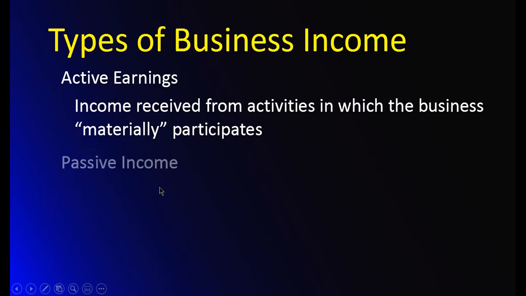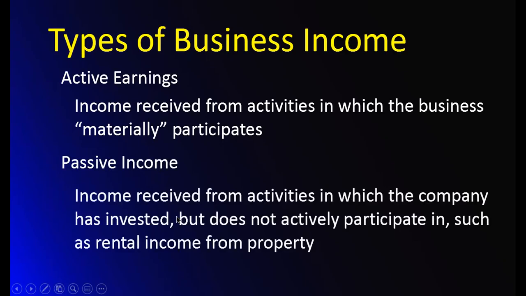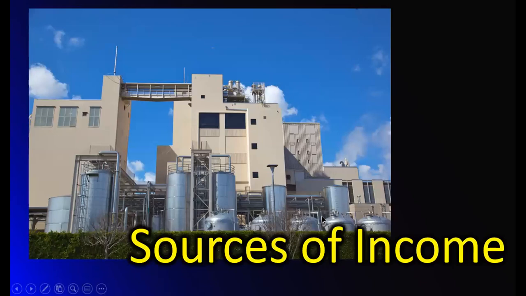Materially participates, and then passive income. That's income received from activities in which the company has invested but does not actively participate, such as rental income property or something they do on the side, some business activity where they start it and then get proceeds from it, but do not actively participate in it. Best kind, because you make money in your sleep, honestly. So let's go into this.